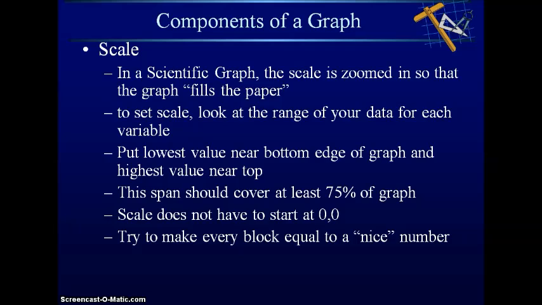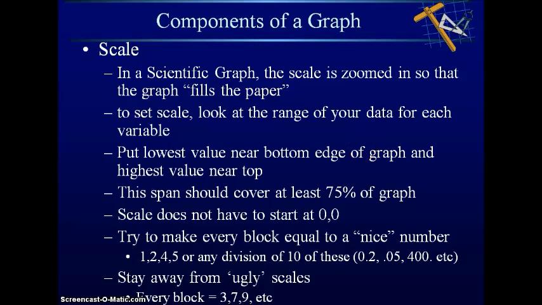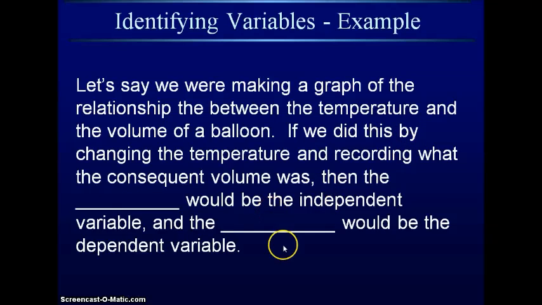Also, when you're trying to figure out what scale to use, try to make every block equal to a nice number. Okay, 1s, 2s, 4s, and 5s, or any multiple of those like 10, 100, those all tend to divide pretty evenly, so they work very well. The ugly numbers, not that you can't use these, but it's very difficult to subdivide if you're saying that every block is equal to 3, 7, 9, 6, and so forth. So I recommend staying away from those. So let's look at another example here.